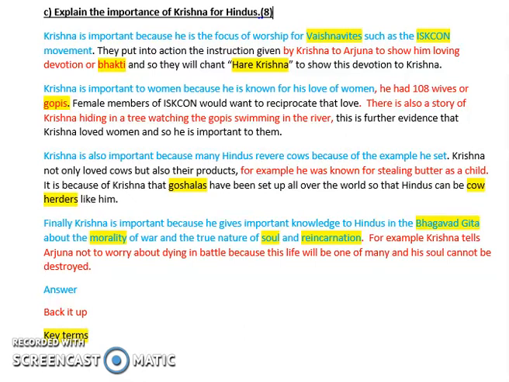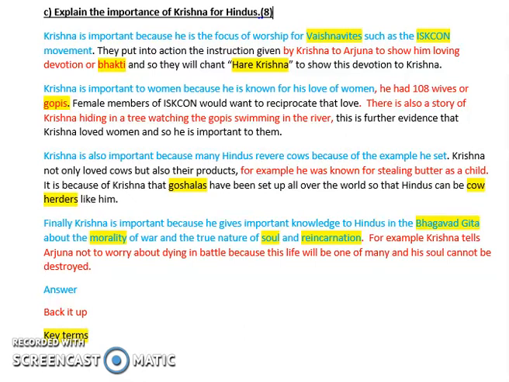Secondly, Krishna is important to women. So lots of the stories that you will have learned, particularly the memorable ones about Krishna, revolve around women. He was supposed to have had 108 female followers or gopis. They're the cow herders that spent time with Krishna. And he loved women and they loved him back. And so female members of ISKCON or the Hare Krishnas would want to reciprocate that love, to give it back.